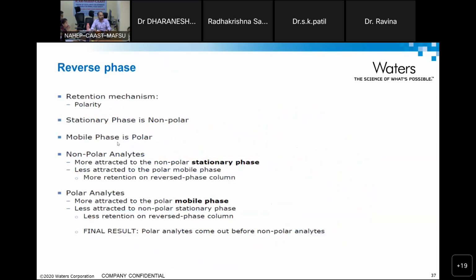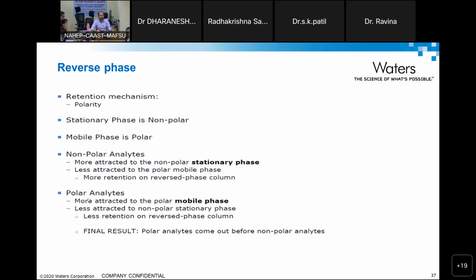So in reverse phase chromatography, the retention mechanism is polarity, wherein, as I've told you, the stationary phase would be non-polar and the mobile phase would be polar. In the case of non-polar analytes in reverse phase chromatography, those non-polar analytes will be most attracted to the non-polar stationary phase, as in reverse phase chromatography the stationary phase is comparatively non-polar, and they are less attracted to the polar mobile phase. Hence for non-polar analytes, you would see more retention on the reverse phase column.